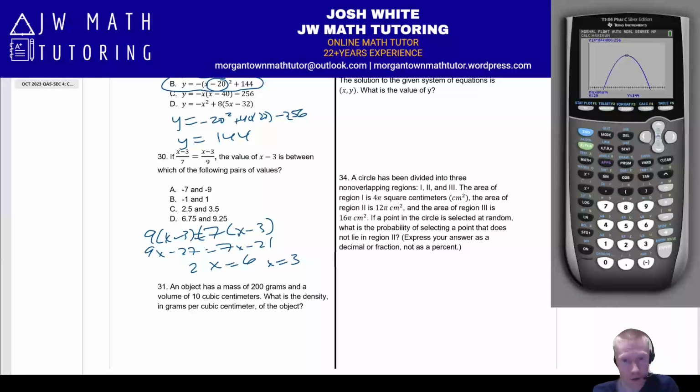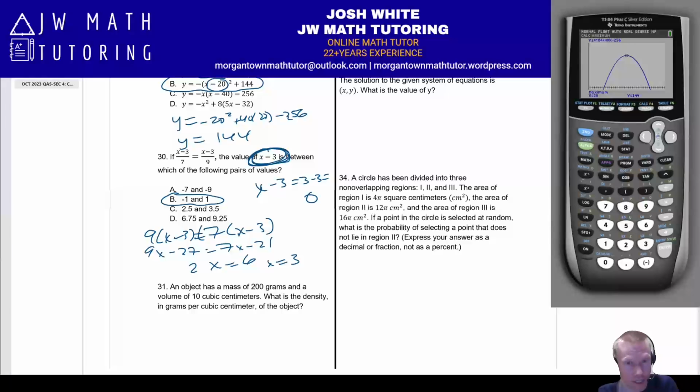Now you have to be careful. They don't want the value of x. Again, notice they're asking for the value of x minus 3. So x minus 3 is equal to 3 minus 3, which is just 0. Therefore, which of these pairs of numbers is 0 between? Well, it's obviously between -1 and +1. So correct answer is going to be letter B.